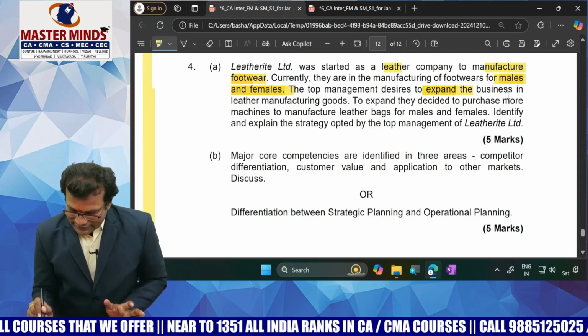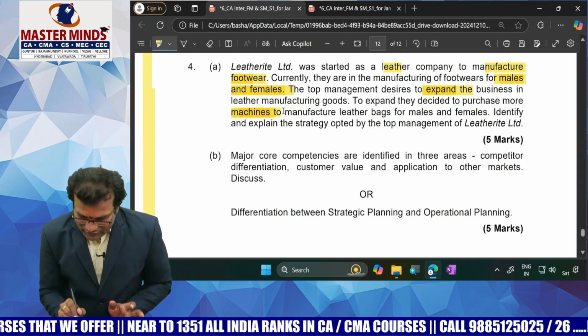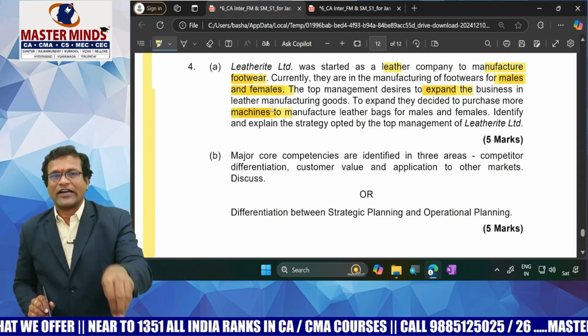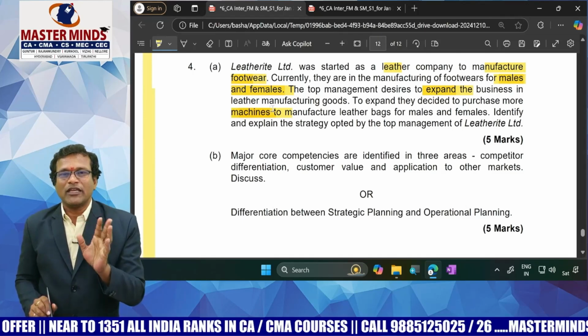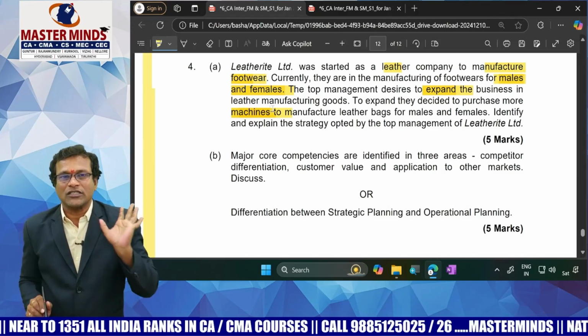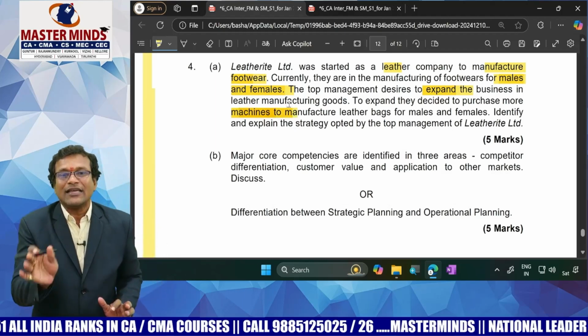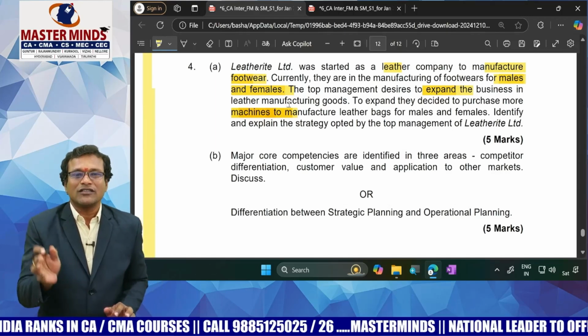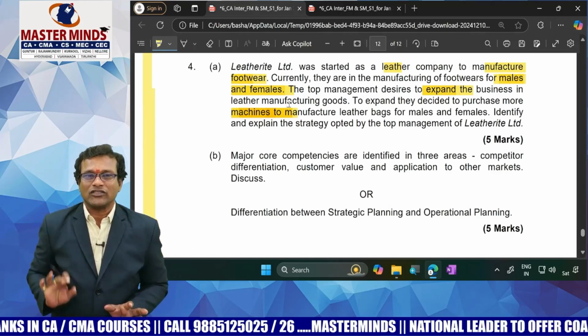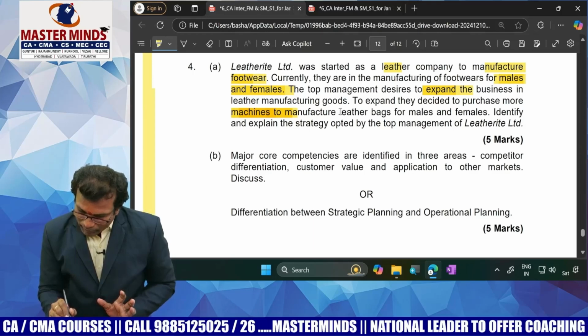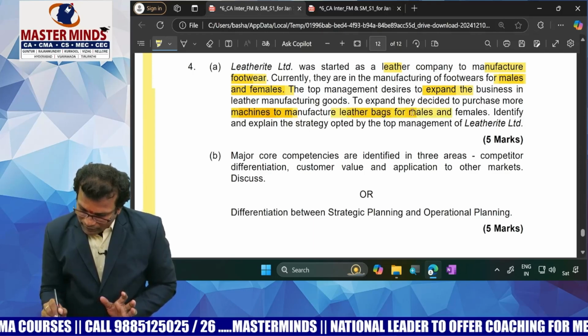To expand, they decided to purchase more machines. More machines in the factory means they might be using the same factory location. They are trying to purchase more machines in the same factory location, which means they are using the same infrastructure or factory location to manufacture leather bags this time for males and females.